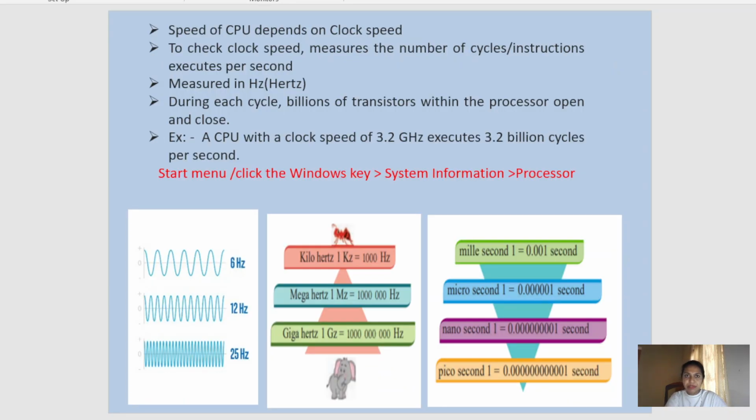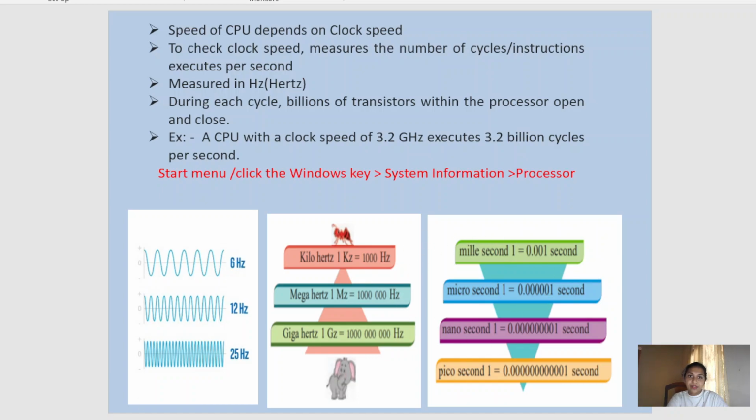The speed of the CPU depends on clock speed. What is the meaning of clock speed? Clock speed is the number of cycles or instructions executed per second. We measure it in hertz. During each cycle, billions of transistors within the processor open and close. For example, a CPU with a clock speed of 3.2 GHz executes 3.2 billion cycles per second. And guys, try to keep these measurements in your mind. This may come on your exam paper.